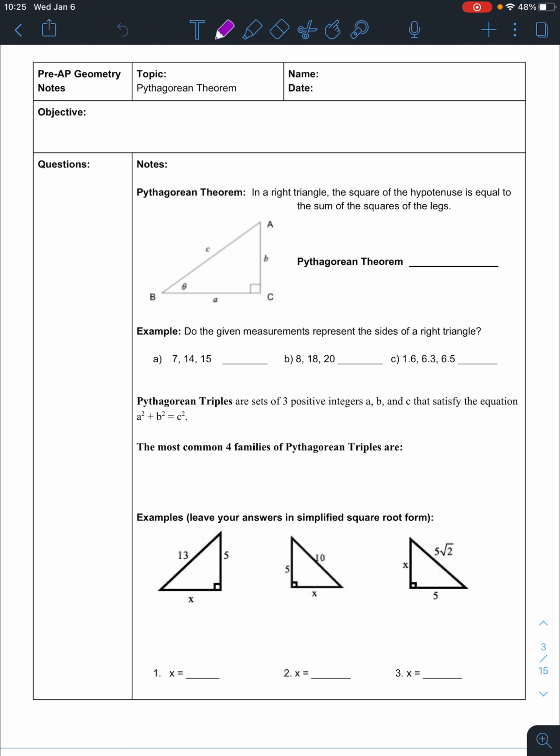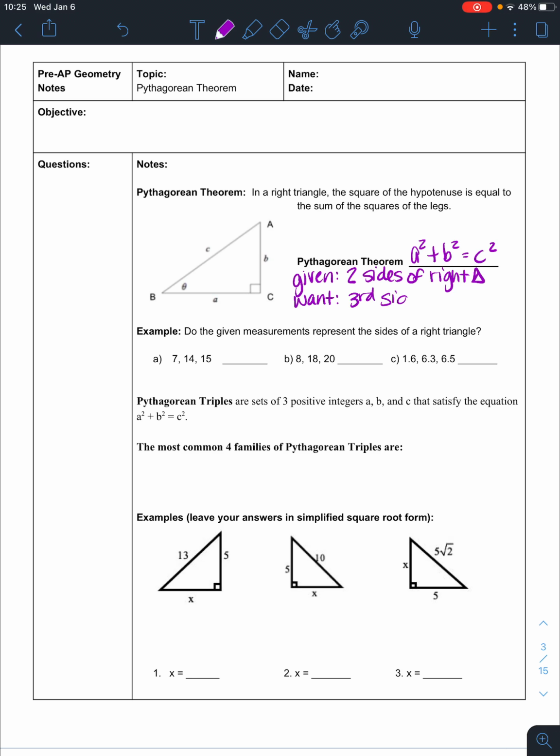So Pythagorean theorem is not something that is new to you. You did that in middle school math. If you remember, Pythagorean theorem is a squared plus b squared is equal to c squared. And when do you use Pythagorean theorem? Pythagorean theorem is when you're given two sides of a right triangle, and you're being asked for, or you want, the third side.